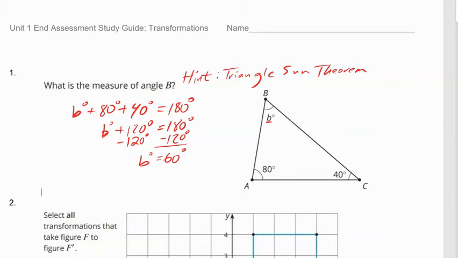So angle B here has to be 60 degrees, which makes sense, right? You add up the 60 and the 40, it's 100. 100 plus that 80, 180. That checks out.